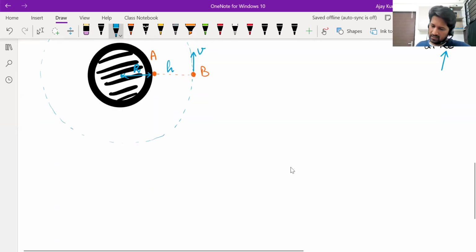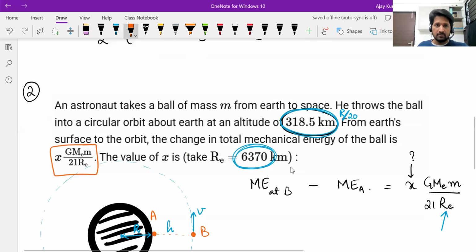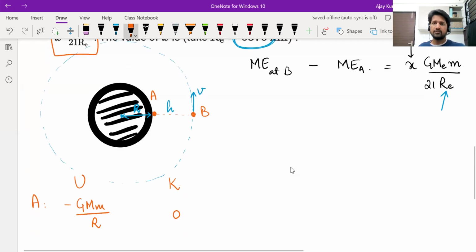Now, initially, when it is at A, that is the surface of the planet, the planet and that ball will have some potential energy. Potential energy is minus G capital M small m divided by R. Potential energy of a mass on the surface of a planet is minus GMm by R. Kinetic energy, you will assume it is zero. An astronaut takes the ball, so the ball starts from rest. Initially it doesn't have any kinetic energy when it is on the surface of the planet.